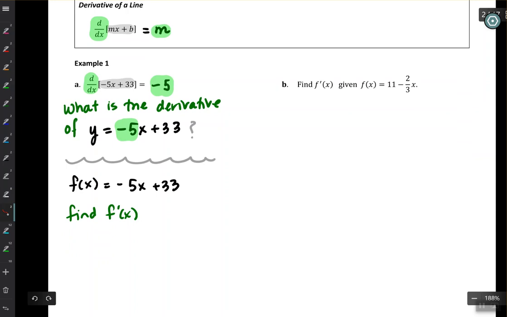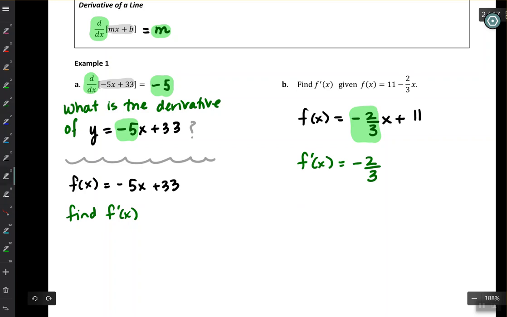Delightful. Okay, one more. Find f prime given that f is 11 minus 2/3 x. Oh my goodness, f is a line. 11 minus 2/3 x is the same as minus 2/3 x plus 11. That's a straight line. I can see my answer. The slope is minus 2/3. F prime of x is negative 2/3.